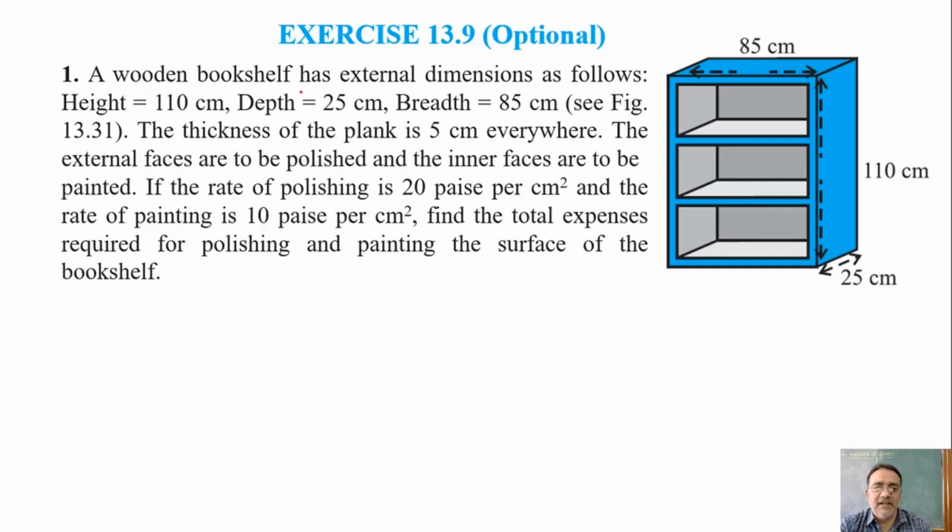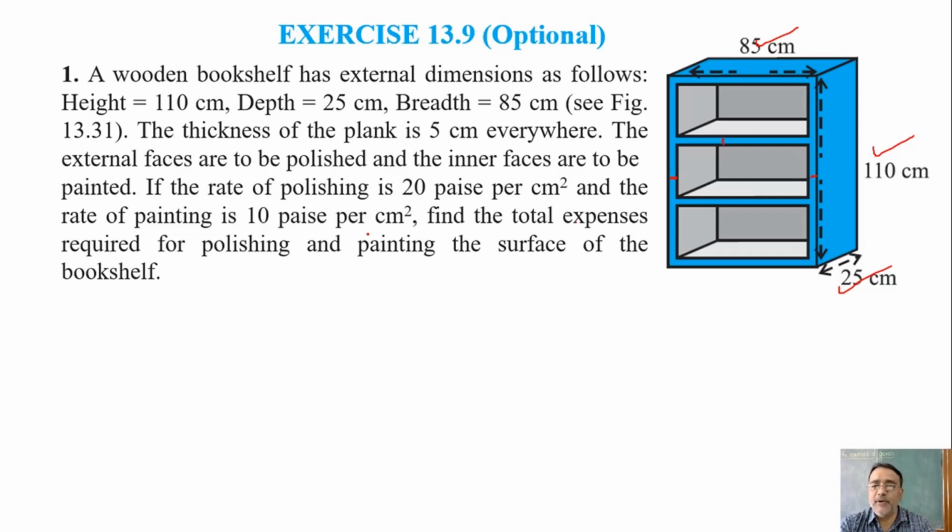A wooden bookshelf has external dimension as follows. Height is 110 centimeter, depth is 25 centimeter and breadth is 85 centimeters. See this figure. And the thickness of the plank is 5 centimeter. This thickness. All this thickness 5 centimeter. Figure is clear? Yes. The external faces are to be polished and the inner faces are to be painted. बाहर polish करना है और अंदर paint करना है.